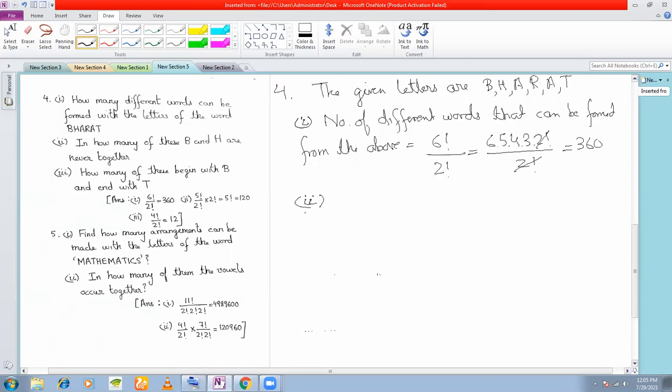Second part. In how many ways B and H are never together? In fact, the kind of answer that I have given here, okay, this is actually the answer for they are always together. Okay, so ignore this answer. Okay, now follow the way I'm doing. In how many ways B and H are never together? Now, see, if I arrange it in this manner, BH, A, R, A, T.